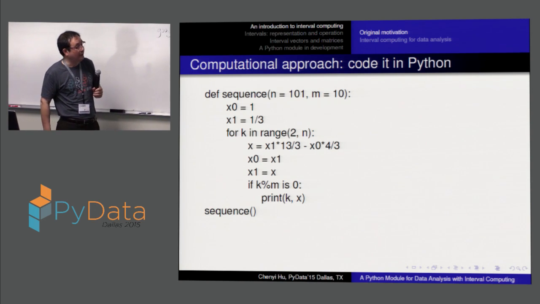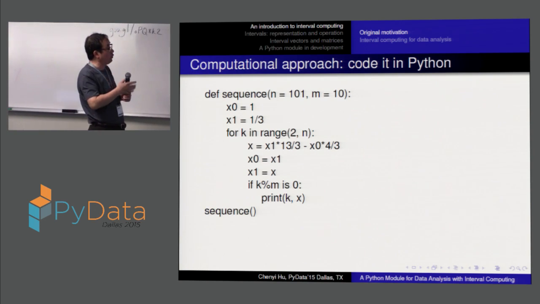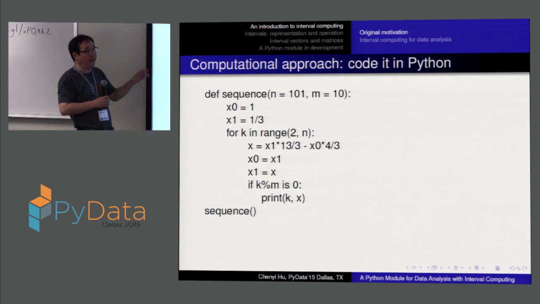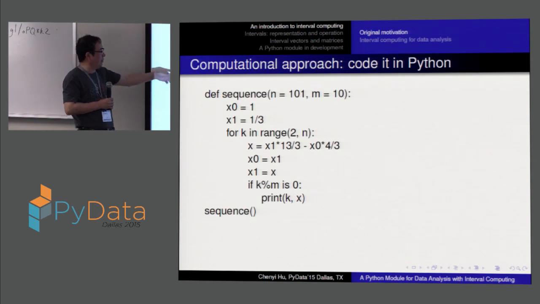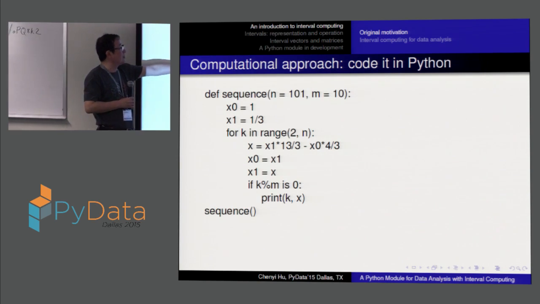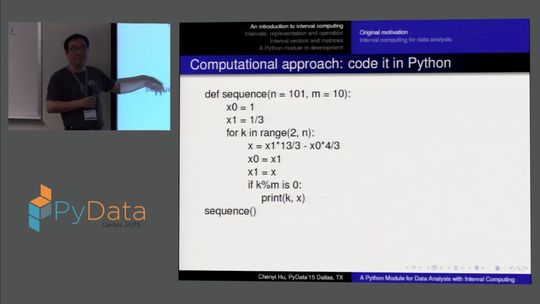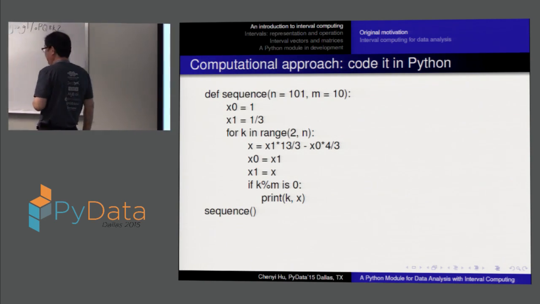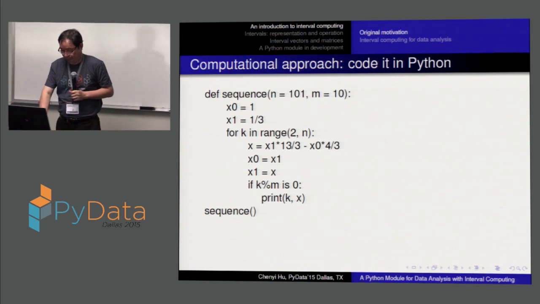So we define the sequence, and then x0 is 1, x1 is 1/3, then for k in range 2 to n. We don't want to print too much, so with 100 of them, we take modulus 10, and then we print them out, every 10. All right, we call the function sequence, and we get the output.